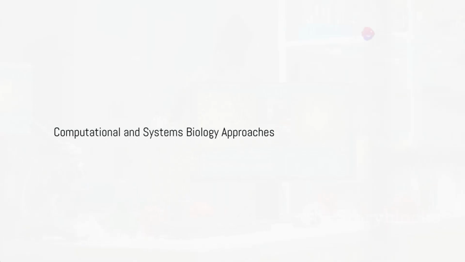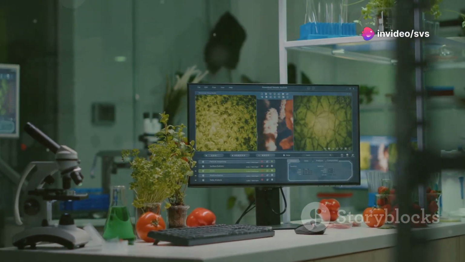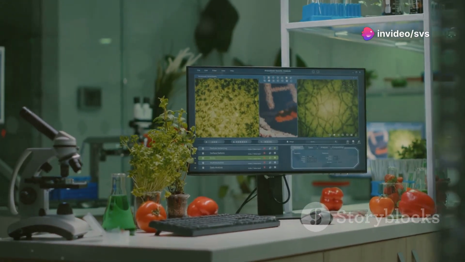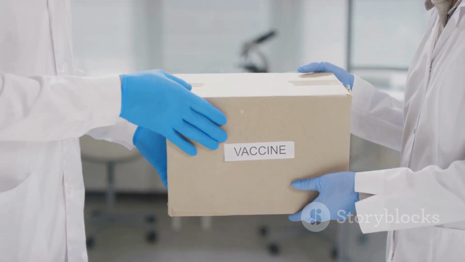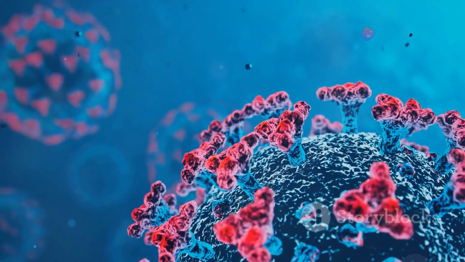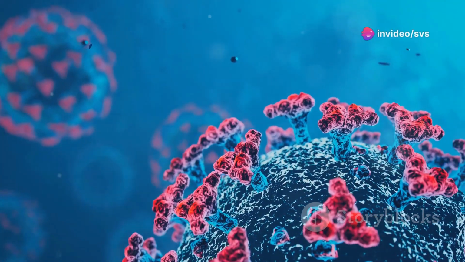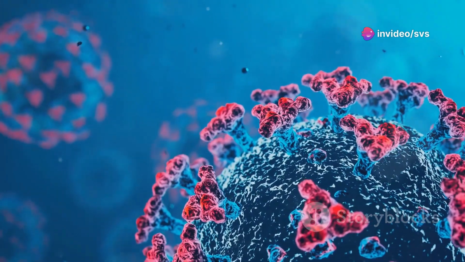Computational and systems biology approaches. Computational models in systems biology analyze large datasets to determine which antigens might stimulate the strongest immune responses. This approach speeds up vaccine development by narrowing down candidates early. For example, COVID-19 vaccine development, including Pfizer-BioNTech and Moderna, used AI-based algorithms to identify spike protein candidates rapidly.